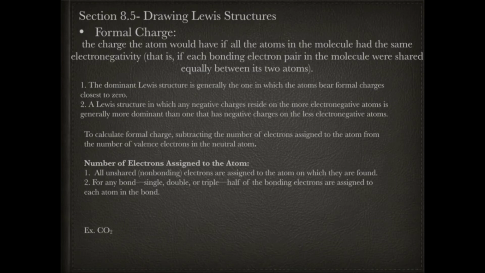So if you look at the example of carbon dioxide, here's where the issue arises. There are 2 different ways of drawing carbon dioxide. You could have 2 double bonds, or you could have a single bond and a triple bond. You don't know which one is dominant. However, you can figure that out really easily. So the first thing that you need to do is determine the number of valence electrons for each of these atoms. That's easy. Oxygen has 6, carbon has 4.